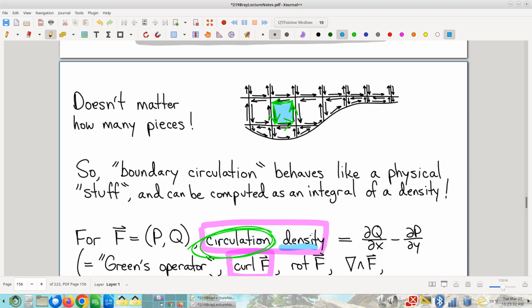And altogether then, circulation that we're looking at measures to what extent is there kind of a rotational aspect in the fluid. Viewing that as the corresponding density by dividing by area means, in some sense, we're trying to figure out to what extent at a given point is the fluid kind of rotating, is the fluid kind of turning at that point.